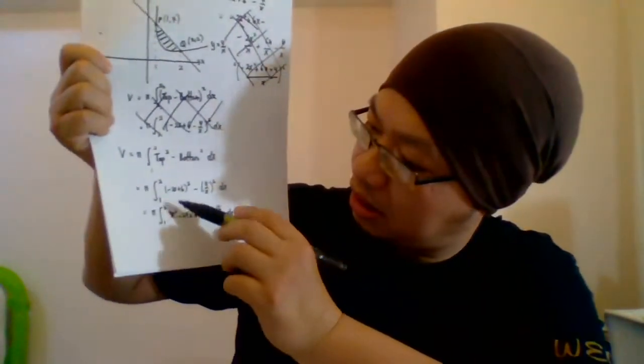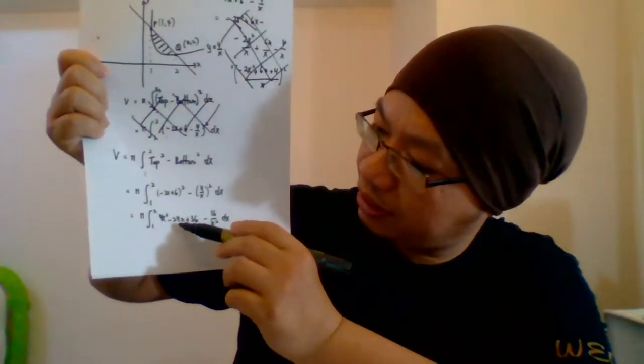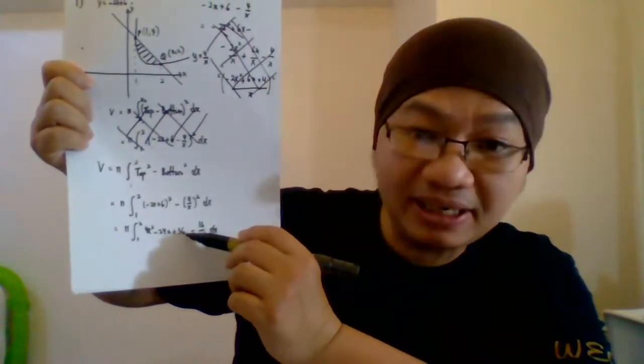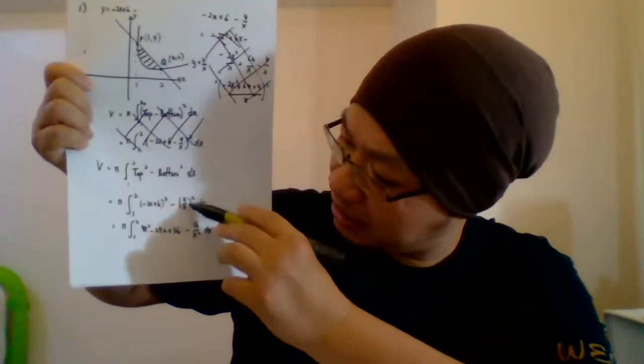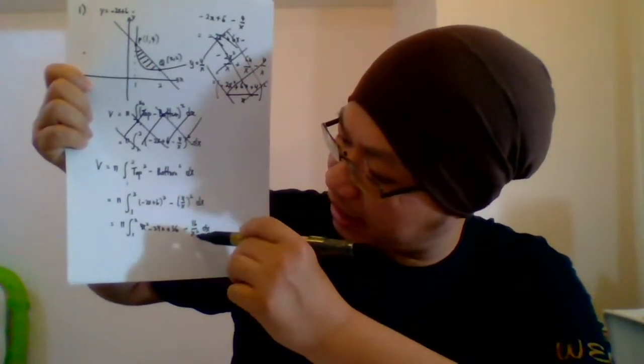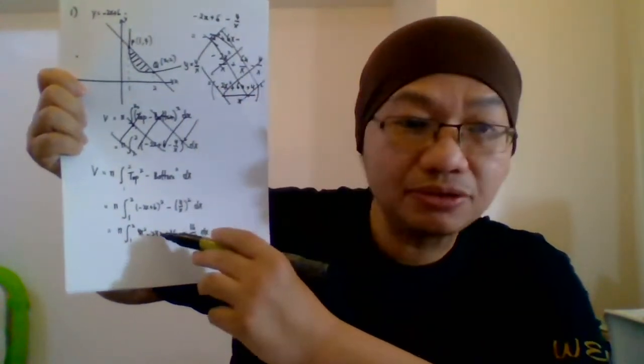So it is 4x squared minus 24x plus 36. Please double check the expansion. And minus 4 over x squared, which is 16 over x squared. Now we do the normal integration here. You're supposed to get, please be careful.